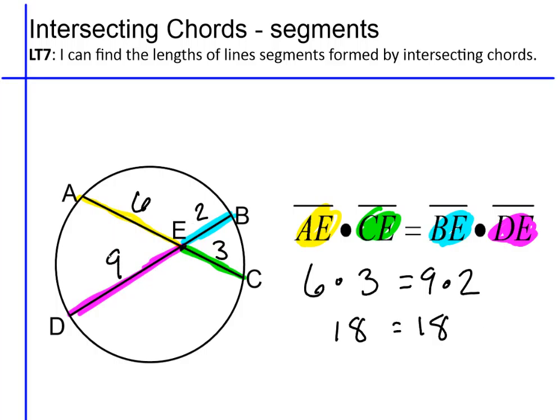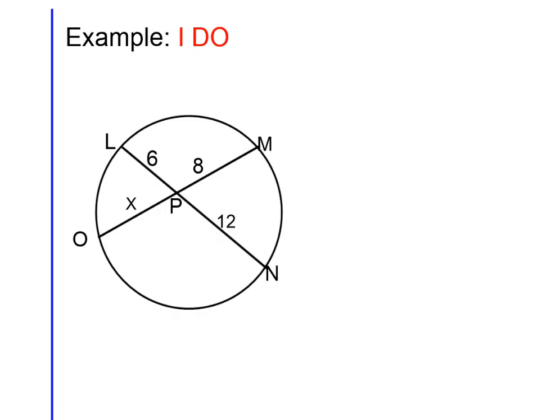So if one of these pieces was missing, either the yellow, the green, the blue, or the purple, we could use this relationship in this formula to solve for any missing piece. Let's try it in this example.